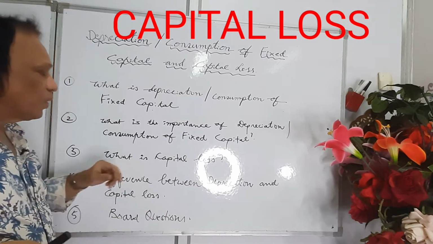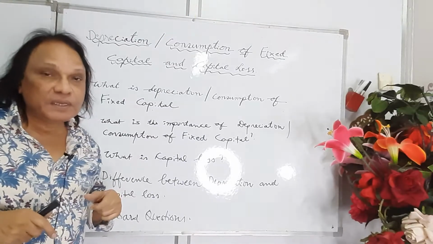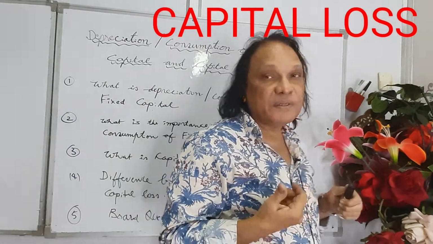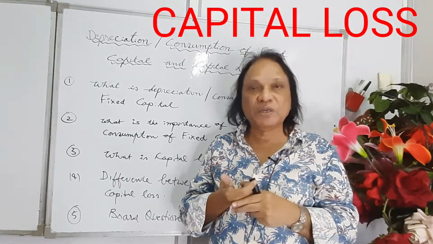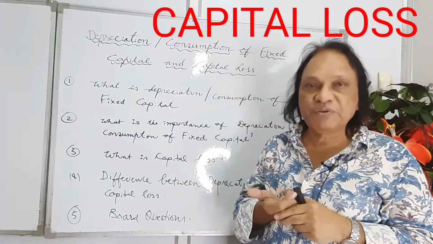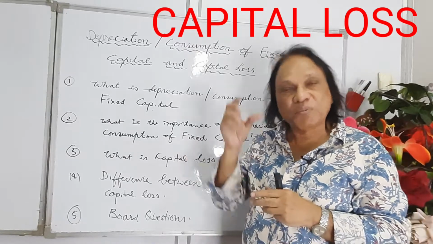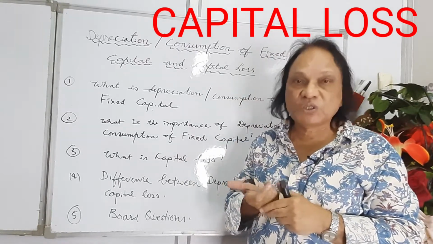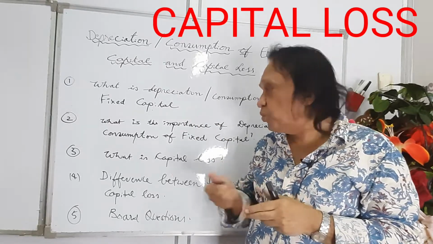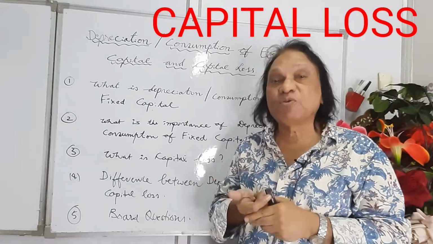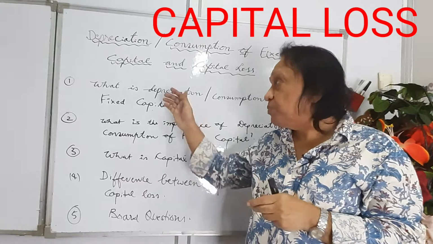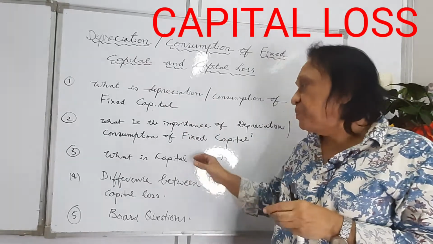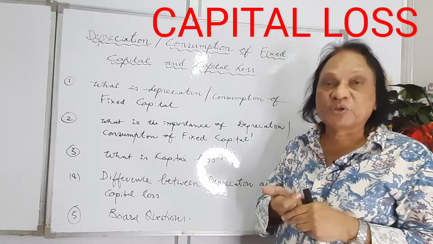Next, what is capital loss? Capital loss is not depreciation. Maybe you meet with an accident, or maybe you drop your mobile phone accidentally, so it loses its value completely. That's capital loss. What's capital loss? Loss in the value of a fixed asset, not because of normal wear and tear and expected obsolescence. It is because of unexpected obsolescence.